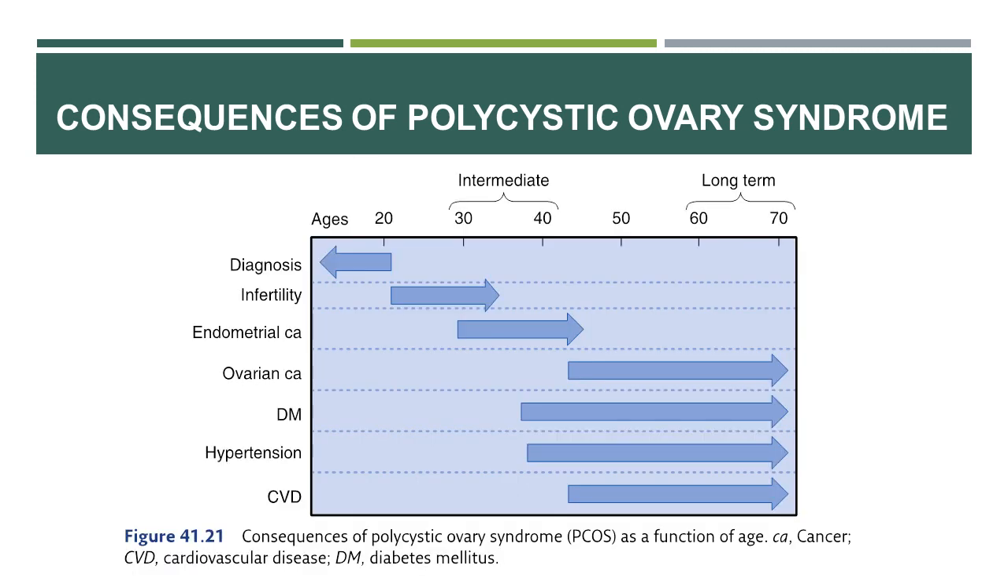Now, this is also a schematic representation of the same long-term health risks. And we see here that the long-term consequences or health risks in patients with PCOS are the development of ovarian cancers, endometrial cancers, diabetes mellitus, cardiovascular diseases, and hypertension.